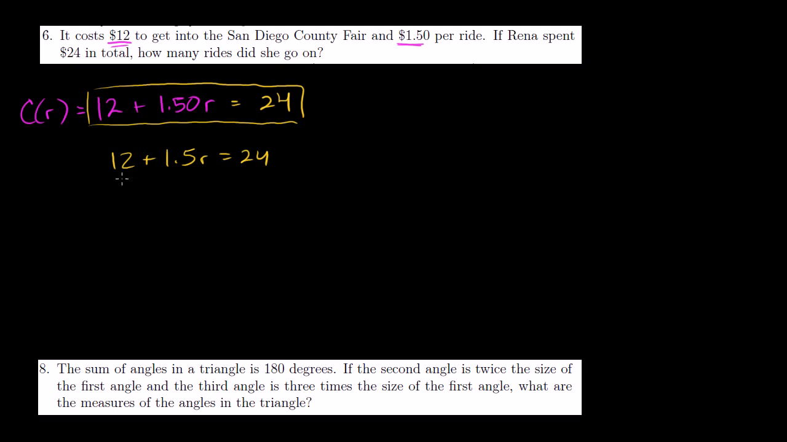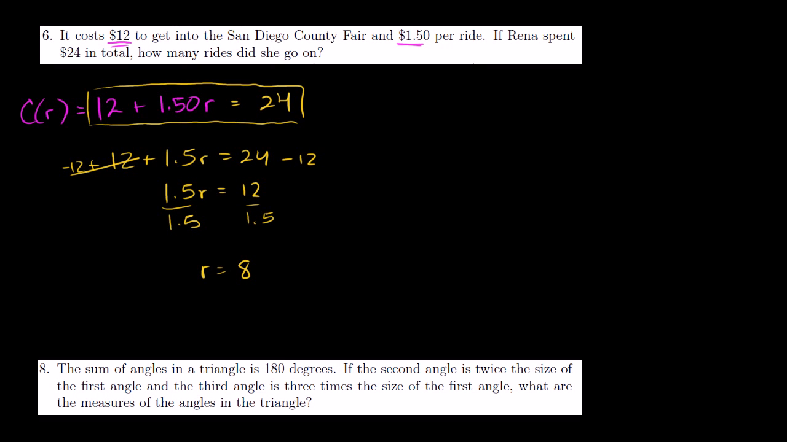Let's subtract 12 from both sides of the equation. So that becomes negative 12 plus negative 12. Subtract the 12 from both sides. You get 1.5r is equal to 12. Divide both sides by 1.5. You get r is equal to 12 divided by 1.5. That is 8. 1.5 times 8 is 12. 8 is 8, and half of an 8 is 4. That's 12. So she went on 8 rides.